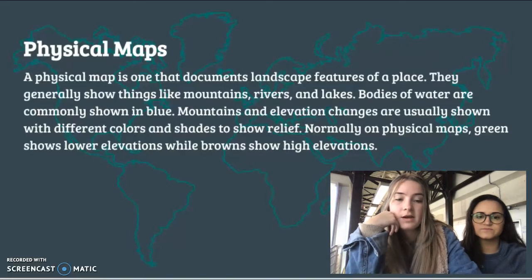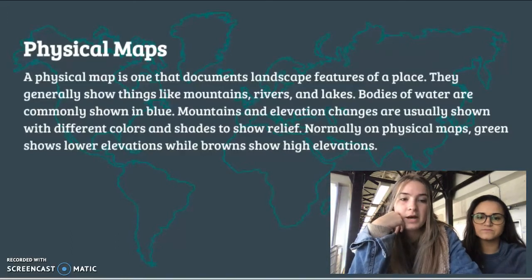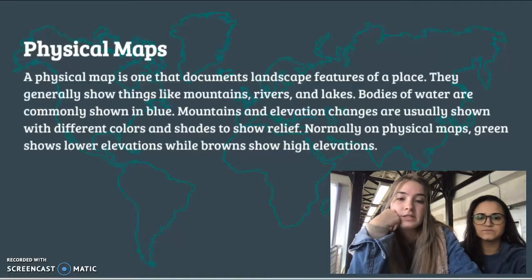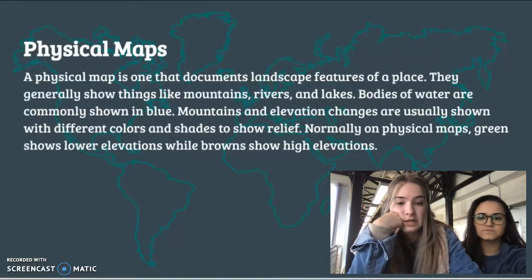So next we have a physical map, and that's one that documents landscape features of a place. It shows things like mountains, rivers, and lakes, and bodies of water are usually shown in blue, while mountain and elevation changes are usually shown with different colors to show relief.